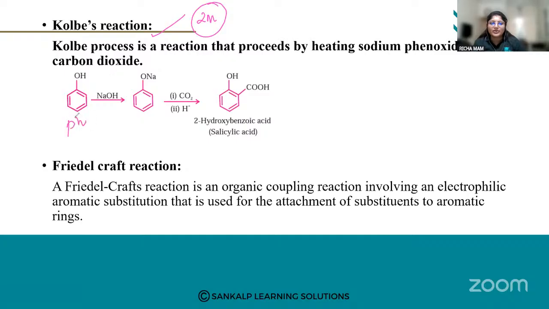Take phenol and react it with sodium hydroxide. The H plus ion will be replaced by Na plus ion. Further reacted with carbon dioxide and H plus, you are going to get salicylic acid. So in the Kolbe reaction, you heat the sodium phenoxide with carbon dioxide and get 2-hydroxybenzoic acid, that is salicylic acid. So that is another name reaction, the Kolbe reaction.